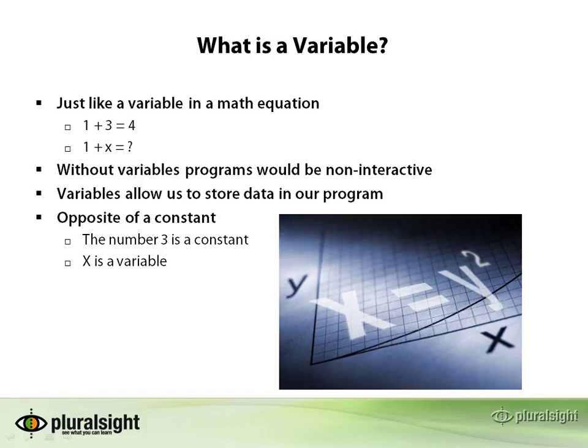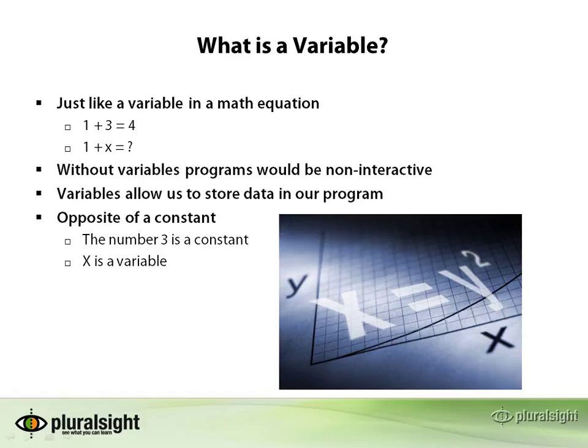Now, at the low level, what is a variable? What does a variable do in our code? It is basically a way that we can store some data in our program. So we can store a number in a variable. We can store a word in a variable. We have a whole bunch of things that we can store inside of variables in Java.